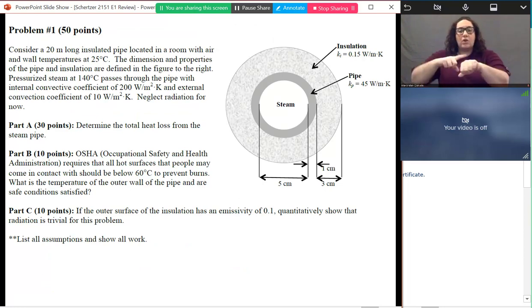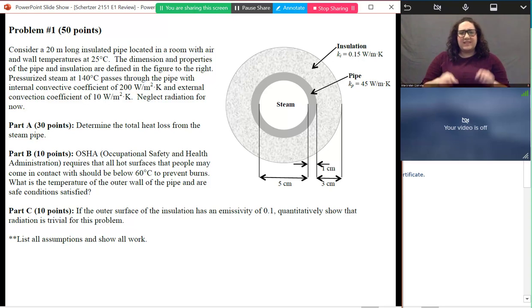So the first long answer problem looks like this. We're supposed to consider a 20 meter long insulated pipe. It's located in a room with air and wall temperatures of 25 degrees Celsius. And we have the dimension and property of the pipe and insulation are defined in the figure.